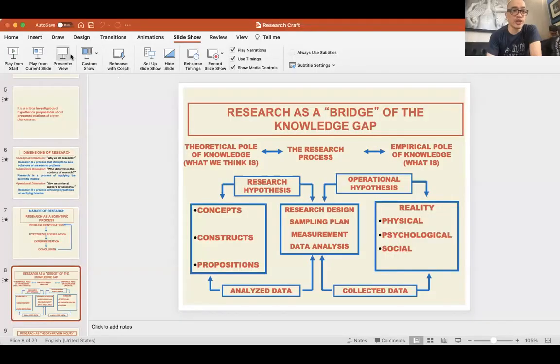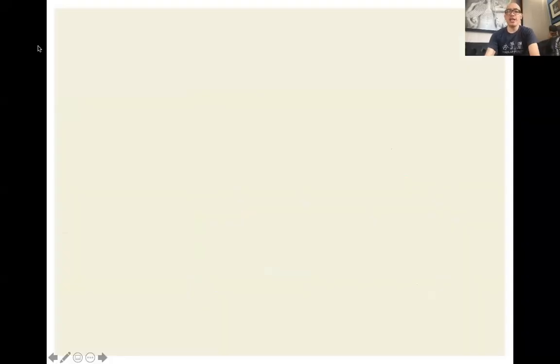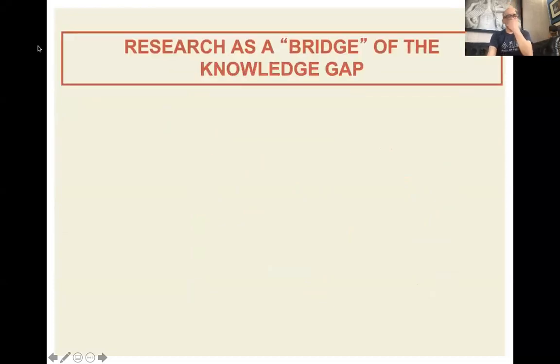Good day. Let's continue our discussion on the nature of research. Today I'd like to talk about how research is a bridge between the theoretical pole and the empirical pole. When we say that research is a bridge of the knowledge gap, that tells you that in a way it provides a mediation, a way of clarifying on the one hand our understanding of the world in terms of our ideals, or what research tells us to be the ideal situation vis-a-vis the actual scenario.